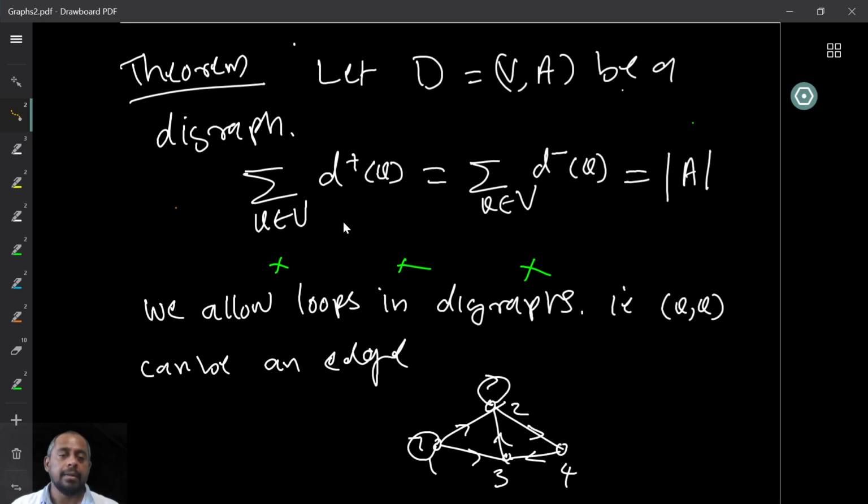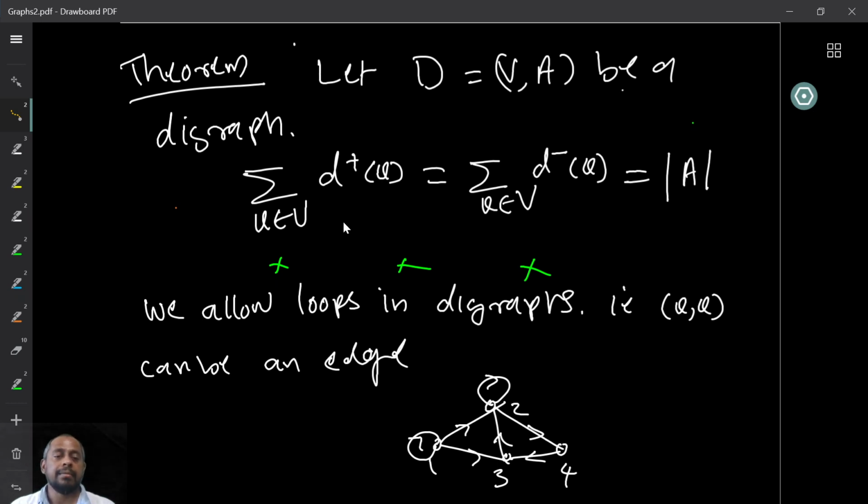Welcome back. In the previous lecture, we started graph theory, and after a few definitions, we proved the first theorem in graph theory, which stated that the sum of the degrees of all vertices is twice the number of edges, which is an even number. Then at the end of the lecture, we defined what are called directed graphs or digraphs.